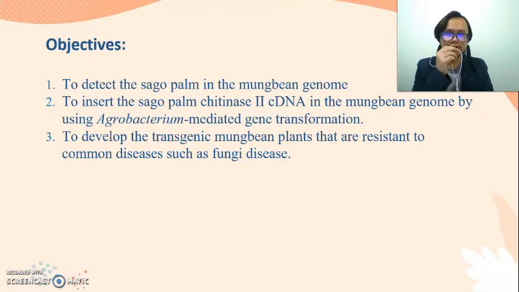The objectives of this study are, firstly, to detect the sago palm chitinase in the mungbean genome. Secondly, to insert the sago palm chitinase 2 cDNA into the mungbean genome by using Agrobacterium-mediated transformation. And thirdly, to develop the transgenic mungbean plant so that it will be resistant to common diseases such as fungal disease.